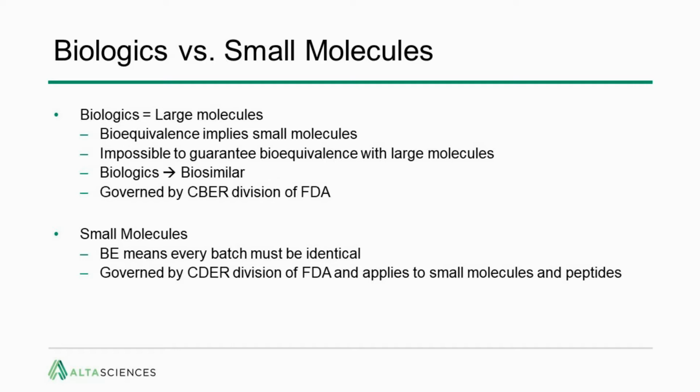The specific division of the FDA that governs the regulations of the development of biologics is the CBER division, whereas the small molecules are governed by the CDER division, and they apply their regulations to small molecule development and peptides. And again, bioequivalence means every single batch that is synthesized must be identical.